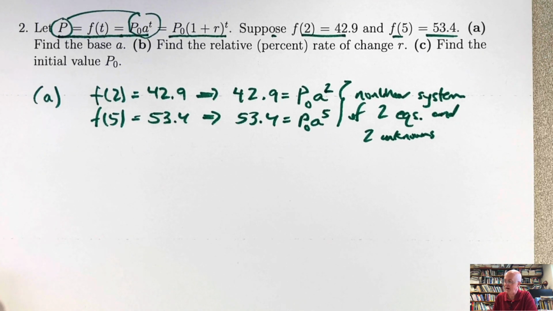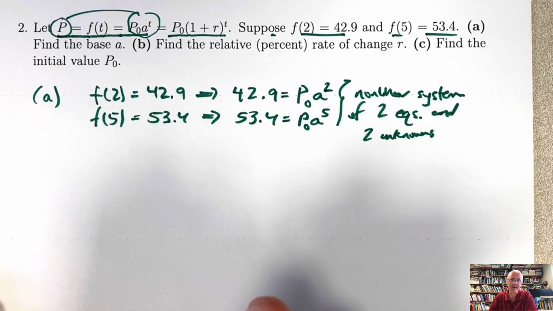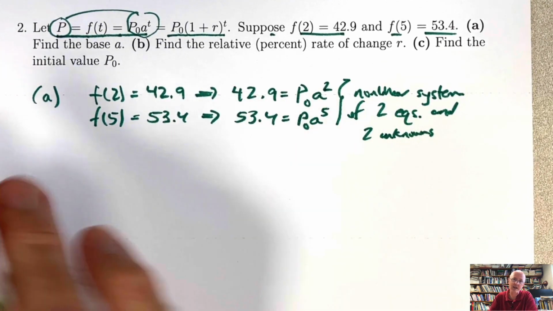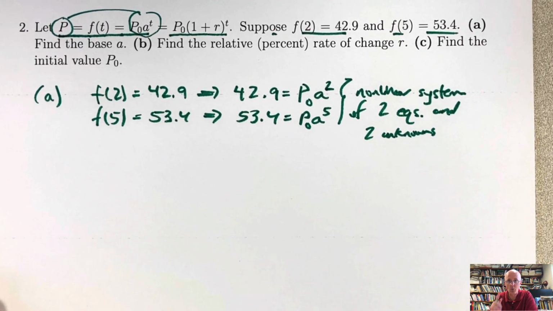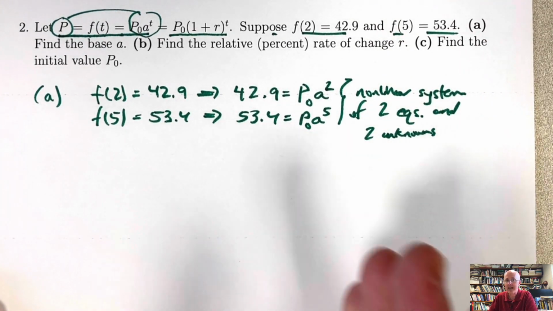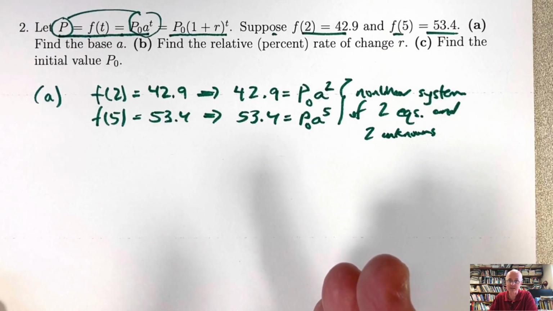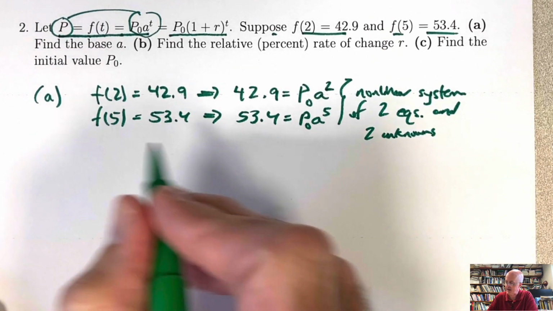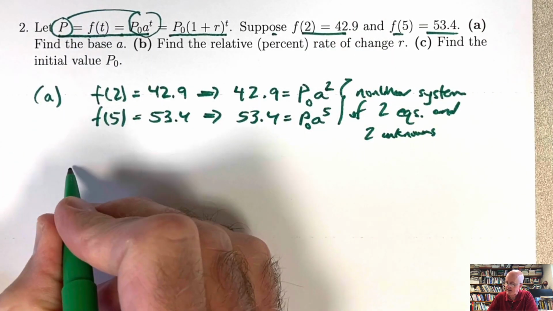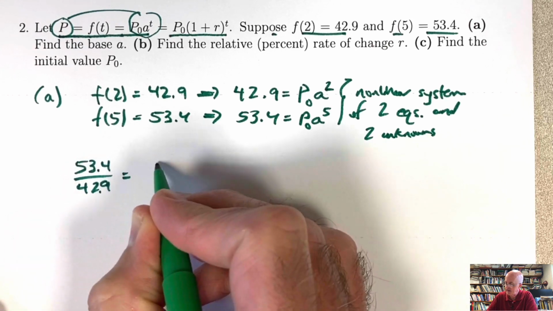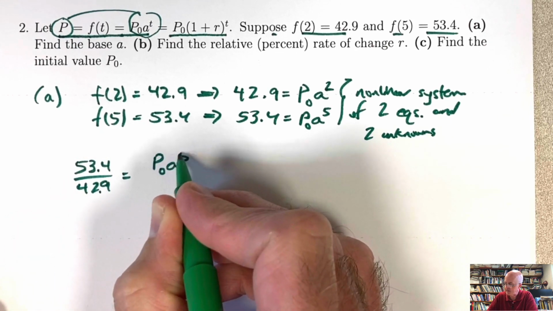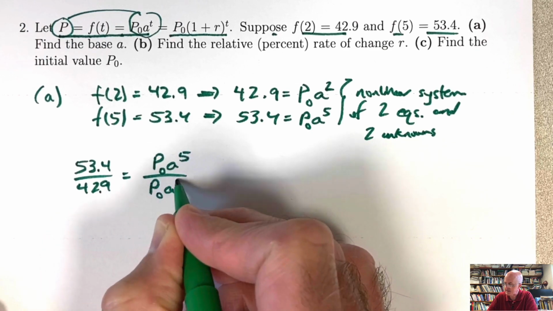What you want to do is you actually want to divide one equation by the other. Say the bottom equation by the first equation, or vice versa. You can do it either way, because 2 really nice things are going to happen when you do that. The p sub 0s are going to divide out. P sub 0 divided by p sub 0 is 1. And with the a's, you'll be able to subtract the exponents. Here's what I mean. Divide the second equation by the first. I can say that 53.4 divided by 42.9 equals p sub 0 times a to the 5th over p sub 0 times a to the 2nd power.